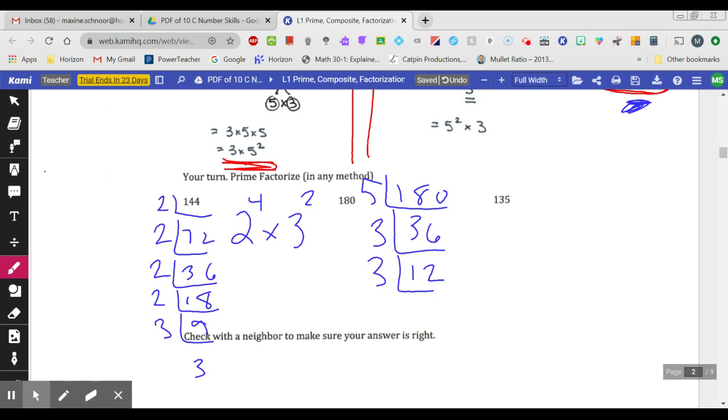And then 3 goes in 4 times, and then 2 goes in 2. So I'm left with 2 2's, 2 3's, and a 5.